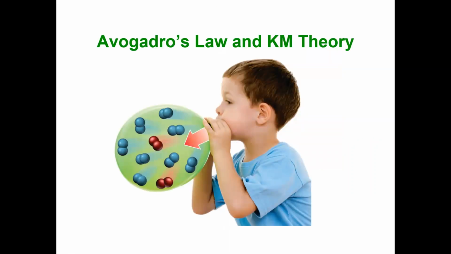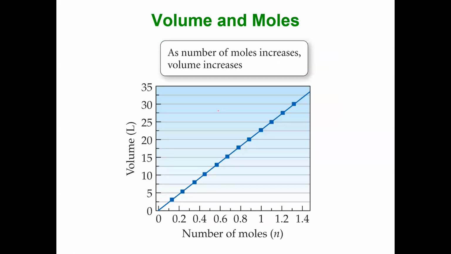So essentially, Avogadro's law is as I increase the number of moles of a gas at constant pressure and temperature, the volume would increase. So this kid's blowing in a balloon at constant pressure and temperature. If he blows more air in this balloon, the balloon's volume would increase. So that's essentially Avogadro's law. As the number of moles of a gas increases at constant pressure and temperature, the volume must also increase.